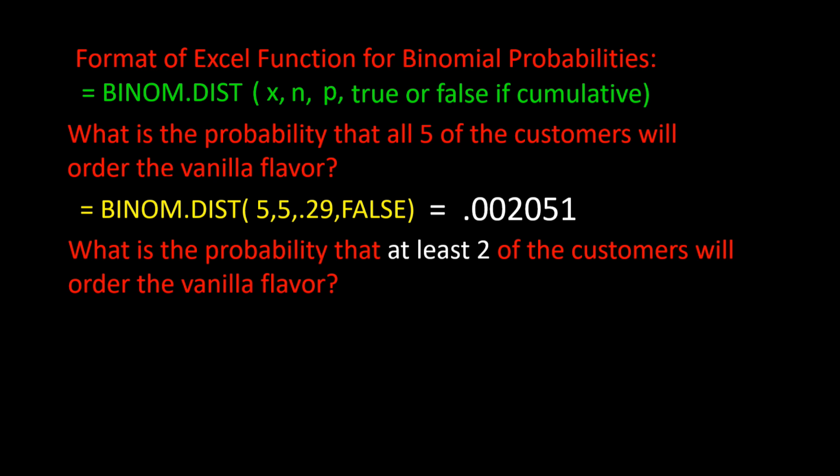Now let's say we ask a different question, and here's where cumulative comes in. What is the probability that at least 2 of the customers will order vanilla? This question requires us to think a little more carefully about how to use the cumulative option for the binomial function. Let's think about what this means.